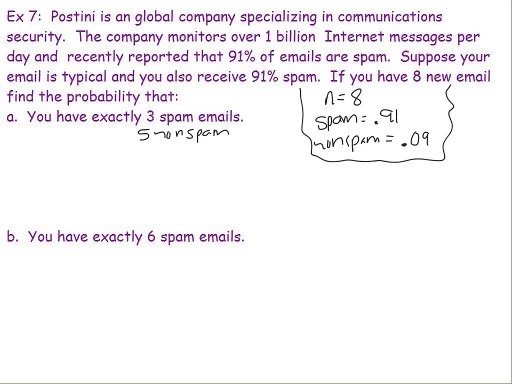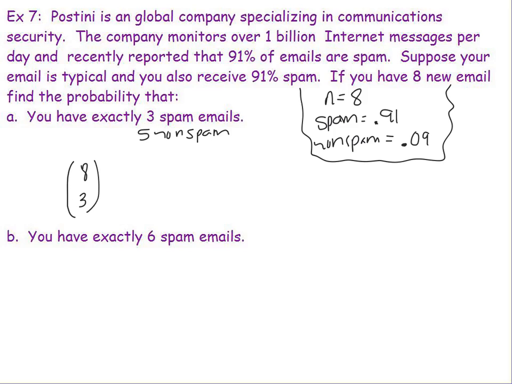So looking at your formula, the first thing we do is that combination thing. Calculator does it for you. We're just going to write it in the formula. The top number is the number of trials, that's 8. The bottom number is the number of successes. Well, in this case, we're going to consider spam the success. So we're going to put the 3 there.